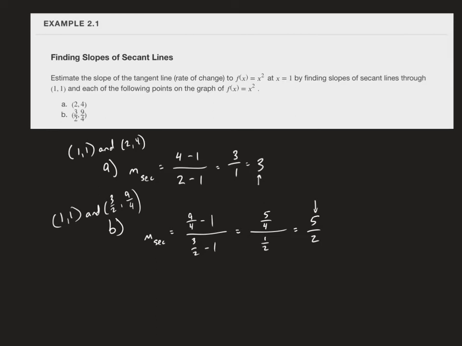The next step would be to get even closer if we wanted a more accurate answer. We'd have to move closer. Instead of 1.5, which is 3/2, we'd use something like 1.1 or 1.01 to get a more accurate answer.